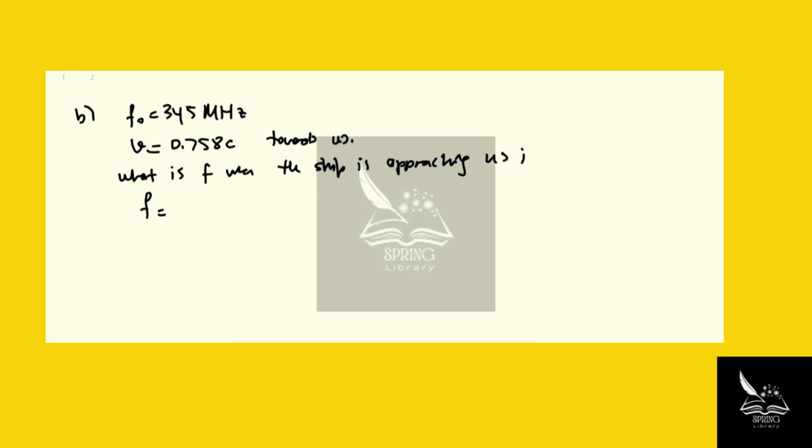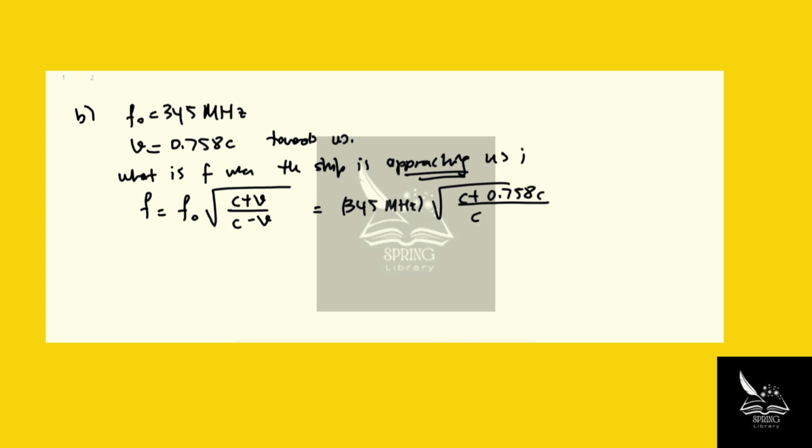As you know, we're going to use the relativistic Doppler equation. F is going to be equal to F naught times the square root of C plus V over C minus V for when it's approaching us. Everything is pretty much given in this problem. 345 megahertz. I'm not going to convert it to hertz because the square root term is just a ratio, so I don't want to convert back and forth. Square root of C plus 0.758 C over C minus 0.758 C. If you do the algebra here, what you're going to get is 929.87 megahertz.